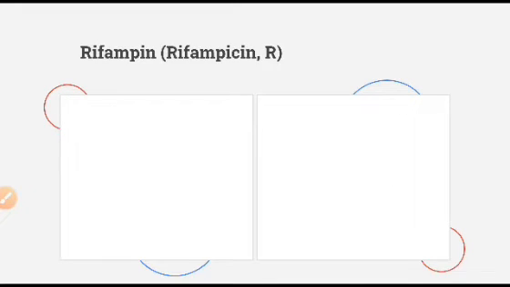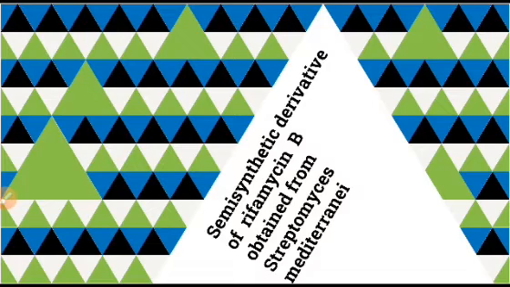Now we'll move to the next drug, a very, very important candidate of the anti-tubercular regimen, that is rifampin, also pronounced rifampicin, abbreviated as R, capital R. What is this? This is a semi-synthetic derivative of rifamycin B, obtained from Streptomyces mediterranei.